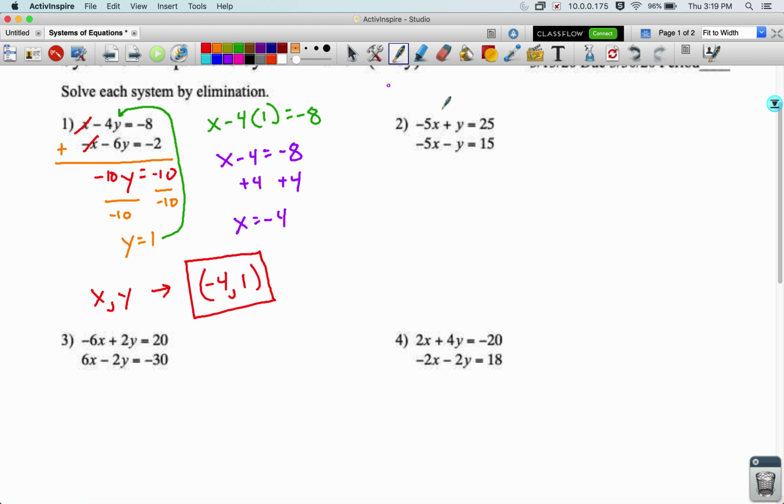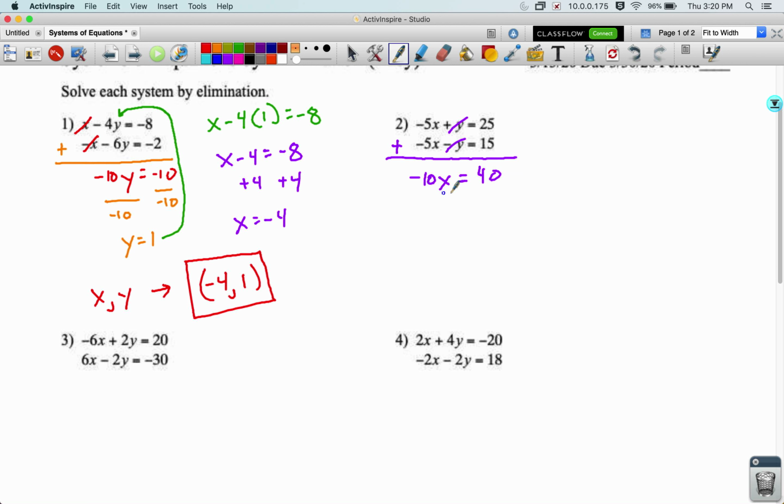Let's see if we can do the same thing with problem number 2. It's a negative 5x and a negative 5x, so that's not a zero pair, but the y actually does form a zero pair, positive y and negative y. So again, if I add these two together, those y's are going to eliminate. Negative 5x plus a negative 5x becomes a negative 10x. These y's eliminate, and 25 plus 15 is 40.